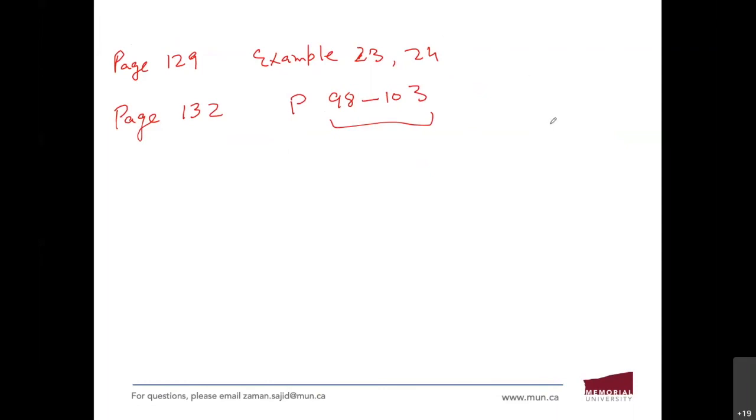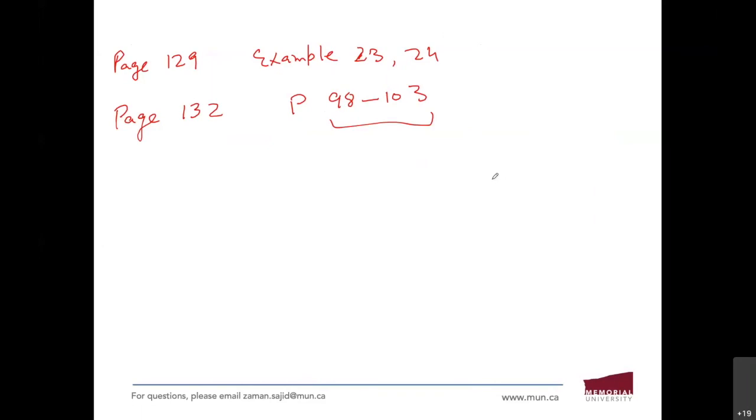Okay, Usman is asking, could you please explain a bit of the Erlang distribution again? Now, in the Erlang distribution, as I mentioned, let me go to slides. The only difference is you need to look at the kth value, just like in our problems here.